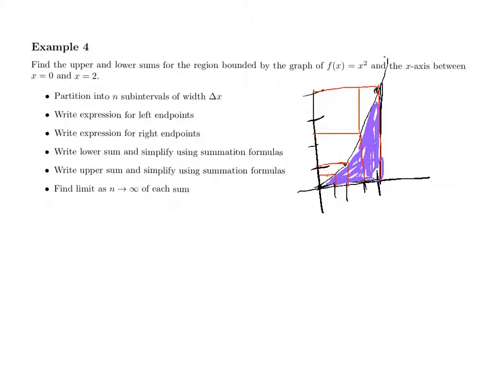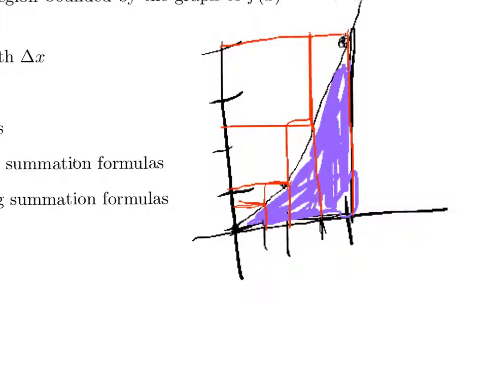Okay, so there's a rectangle, there's a rectangle, there's a rectangle, there's one. Okay, and our left endpoint is going to be our lower sum for this one. So the first one will be just 0, second one there, the third one there, the fourth one there. Okay, so hopefully we can see that.